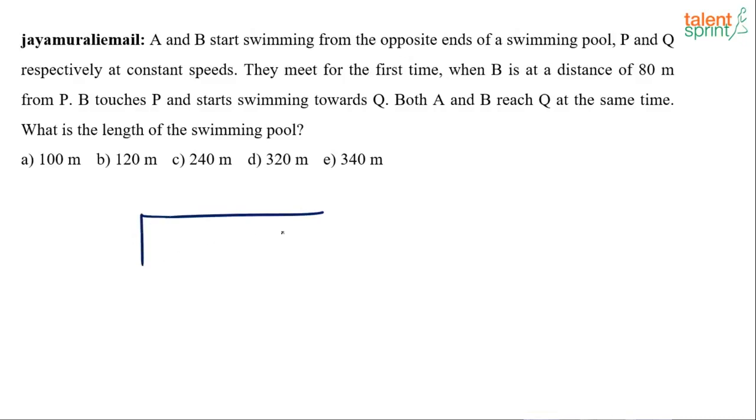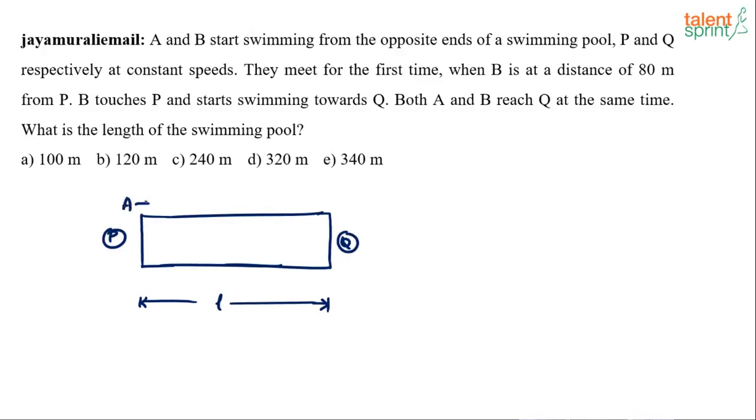Let's assume this is the swimming pool. The length of the swimming pool is whatever, L. This is the end P. This is the end Q. So A started swimming from P. B started swimming from Q. A and B start swimming from the opposite ends of the swimming pool, P and Q respectively, at constant speeds. Their speeds are not changing.